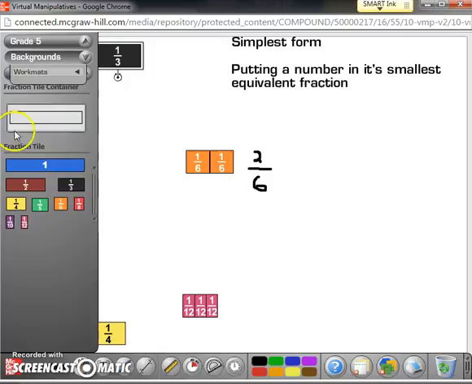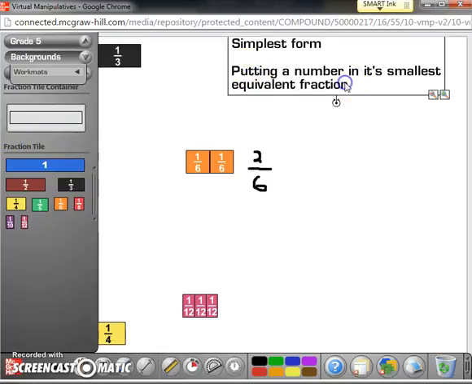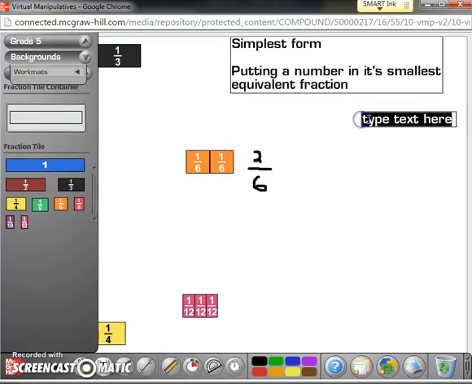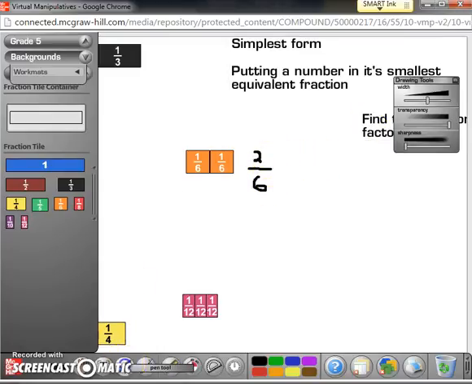Well, that is something in which you find the common factors. And you find the common factors of the numerator and the denominator. So if I was to take this with my 2 and my 6, I'm going to write this out. 1 times 2. And then you have 1 times 6 and 2 times 3.